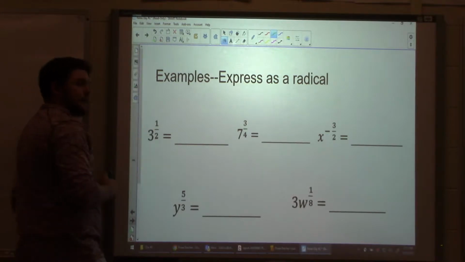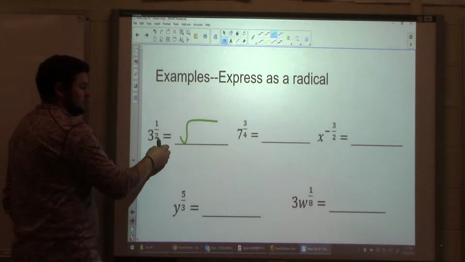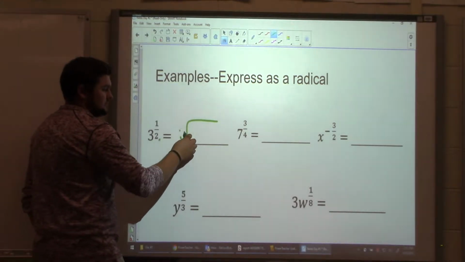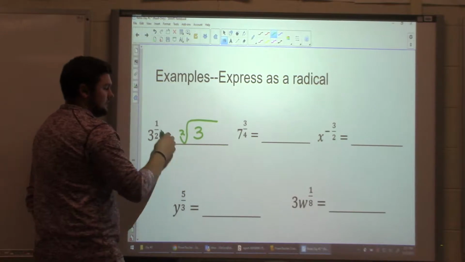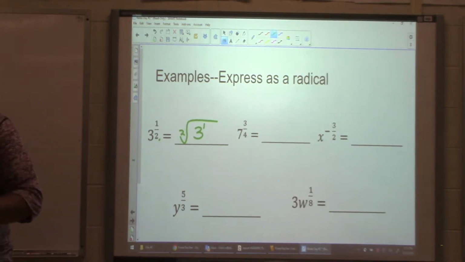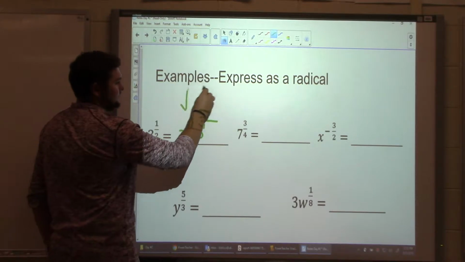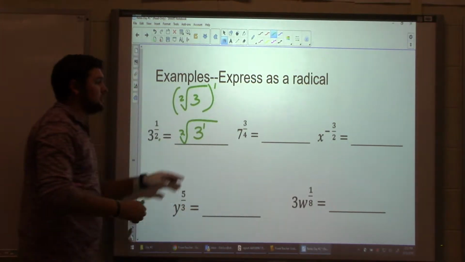So, 3 to the 1/2. Right? If I'm making that a radical, my root is my denominator. Right? So 2 becomes my root. 3 is underneath the radical, and the power of 1. Now, do you have to put a power of 1 next to 3? No. No, right? 3 to the first power is still 3. That's fine. You could also write this as the second root of 3 to the first power, right? Either one of those is okay.